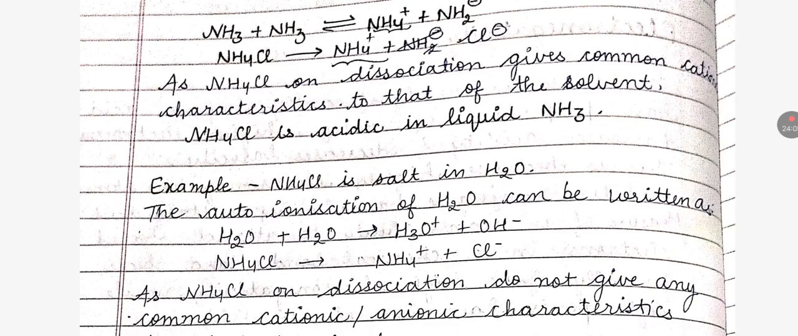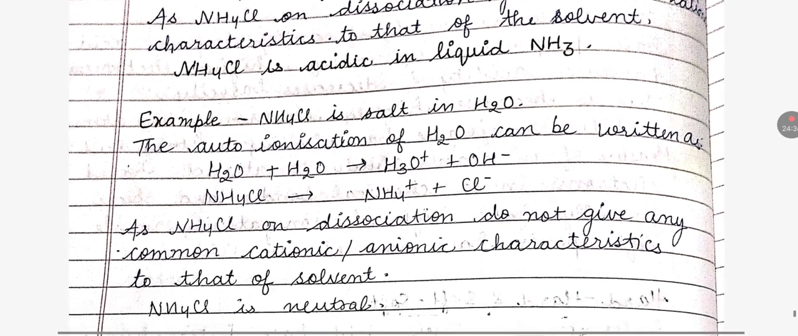Now, what will happen when we add NH4Cl to ammonia? It will give NH4 positive and Cl negative. So as we can see, the NH4Cl on dissociation gives a cationic characteristic common to that of the solvent. So NH4Cl is acidic in liquid ammonia.